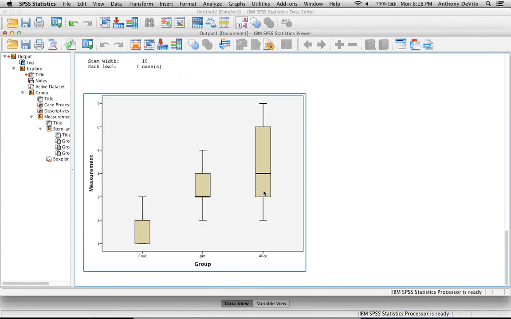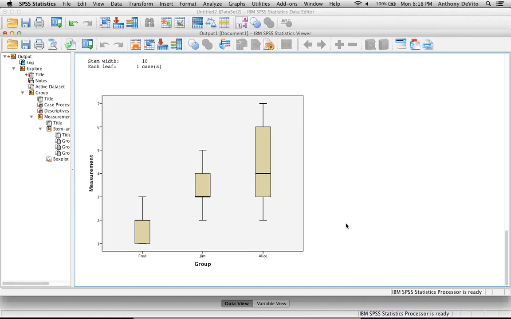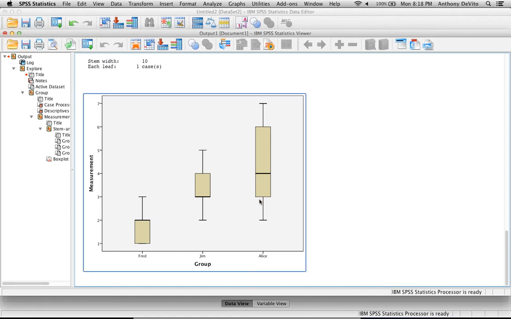Let's look at the box plots. Whoa, very interesting here, right? Alice has a lot of variability, a bit more than I would have liked, right? And here's Fred over here. The ones that seem furthest apart are Fred and Alice. Jim and Alice, looks like it's going to be kind of tough to distinguish.